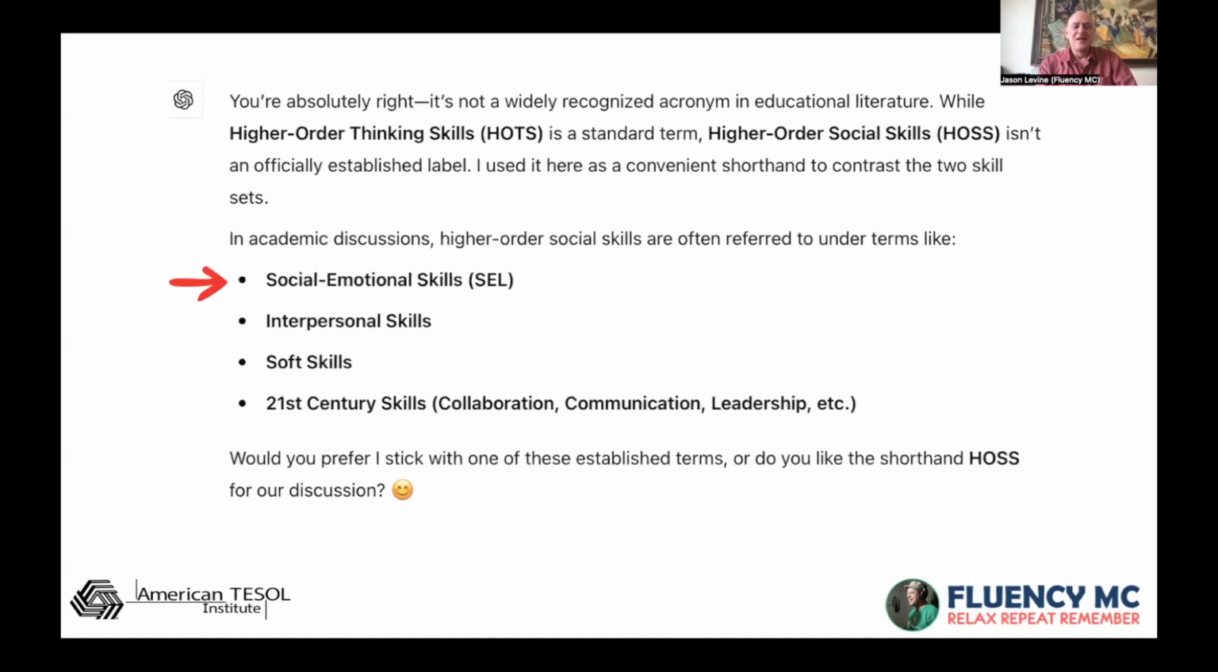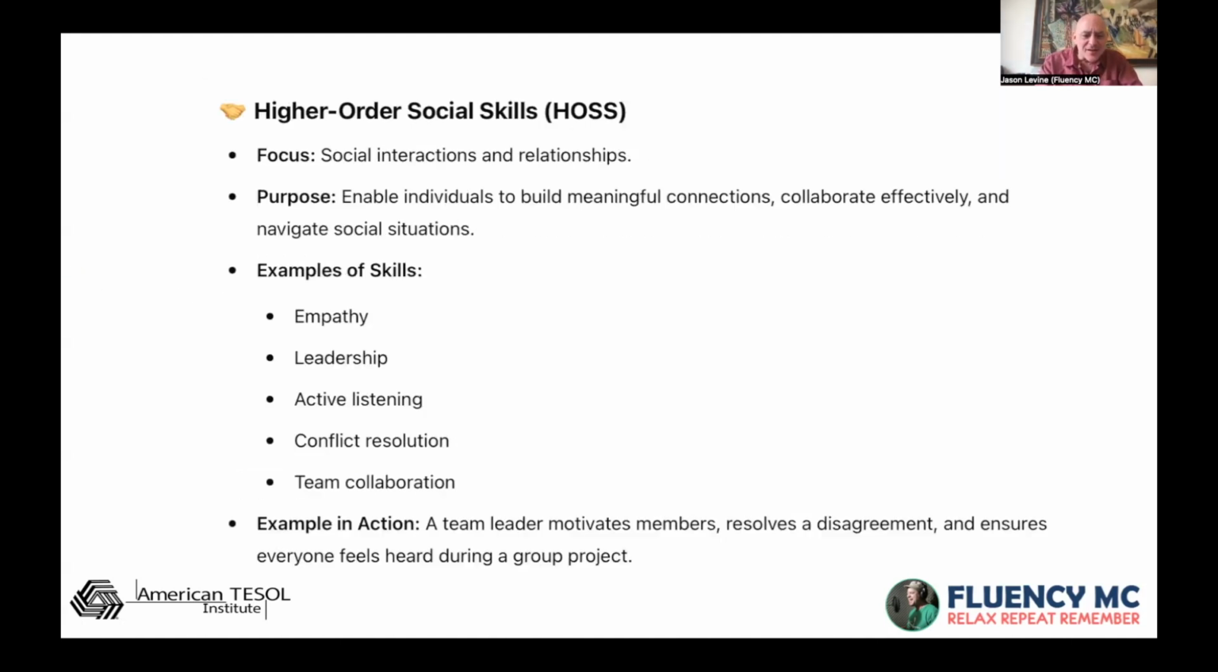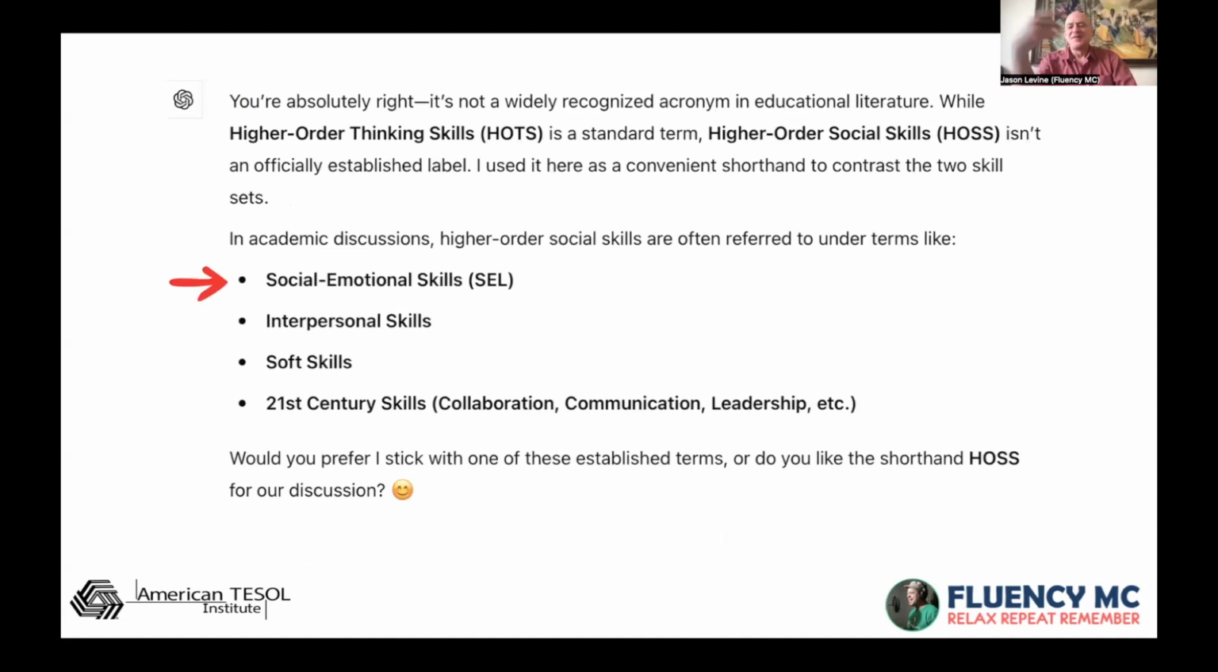So I said, sorry, ChatGPT, it really is HAS, an acronym. And this is what it said. It said it isn't an officially established label. And it said, see, and this is interesting, right? It's usually referred to as things like SEL. So here's what I'm talking about with you today.